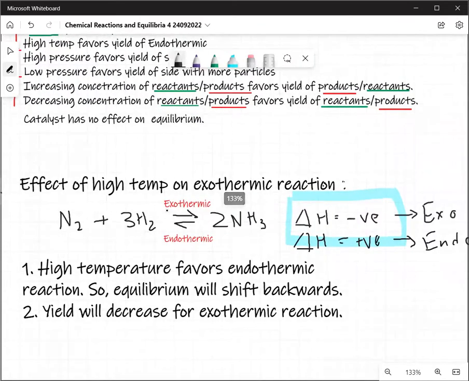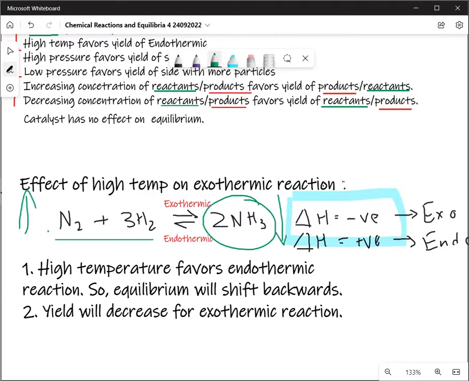Now, Niranjana, focus over here. Which side does high temperature favor, exo or endo? Endo. So this is the backward side. What will happen to ammonia? Ammonia will decrease and this will increase. That is why the yield will decrease. Is that clear? Because now it's going backwards, so this is decreasing and this is increasing.